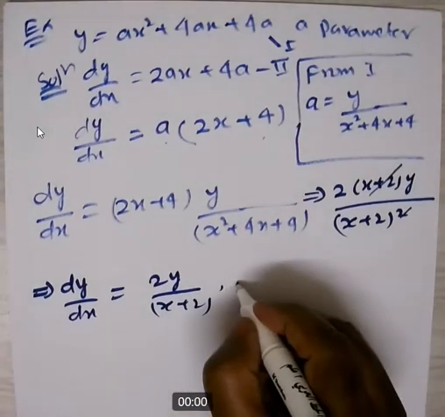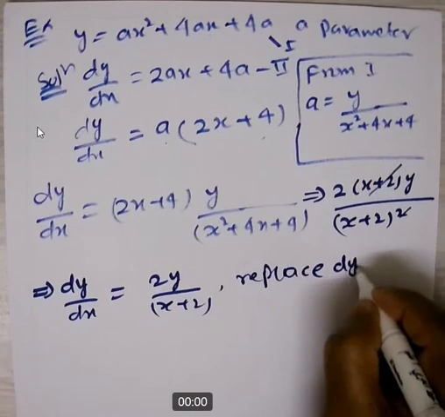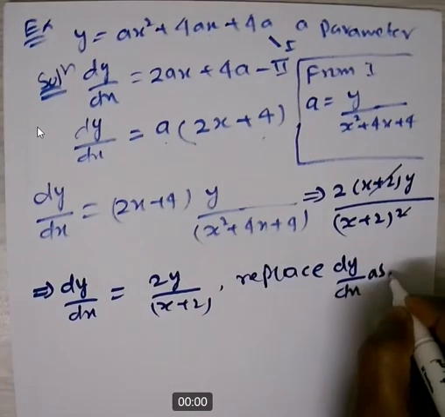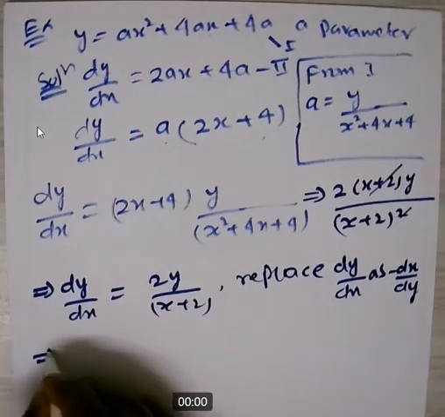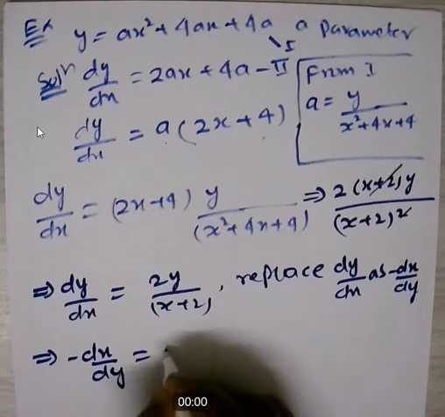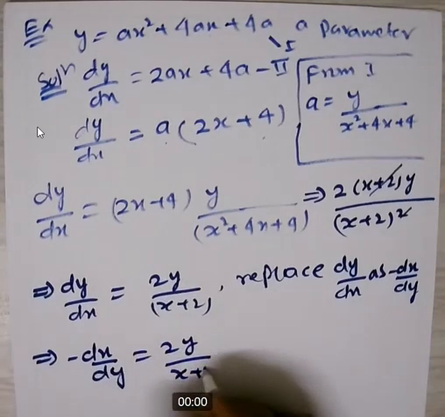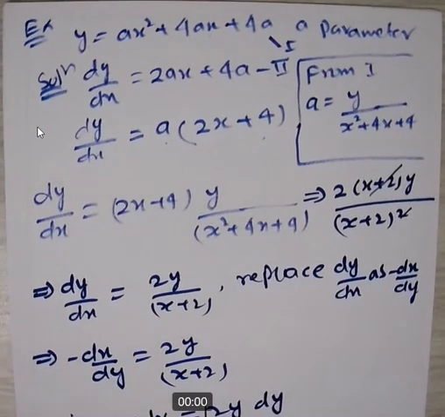What you have to do? Replace dy dx as minus dx dy. We get minus dx dy equal to 2y divided by x plus 2. Now simplify it, that means solve it. So integration of x plus 2 dx is equal to 2y dy with integration.